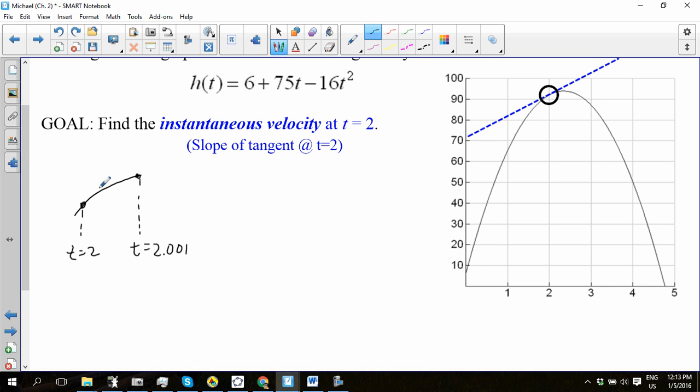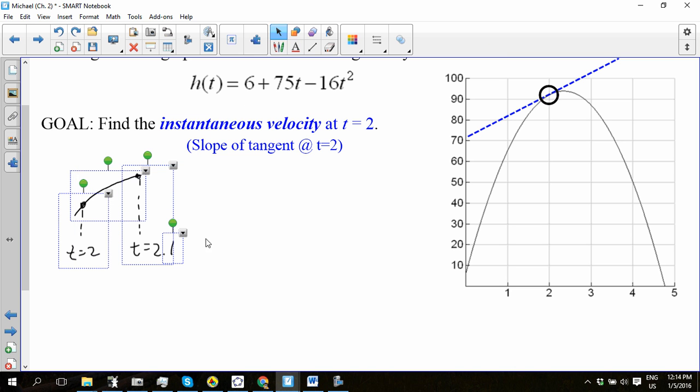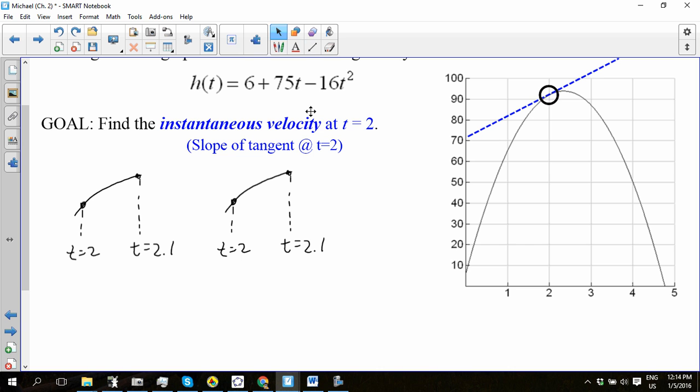So let's figure out what... Start with 2.1. And then we'll do the same thing again, but we'll zoom in even further and we'll say that this was 2.01. And then do the same thing again, but we'll say that this is 2.001. And you can imagine that the smaller you make that little interval, the straighter, the more linear that function will be.